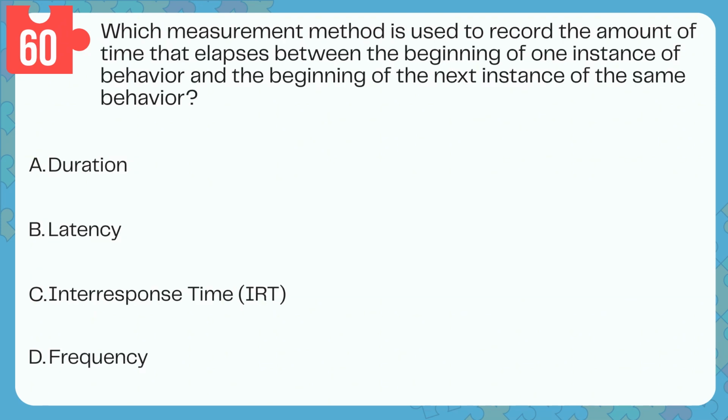Question 60. Which measurement method is used to record the amount of time that elapses between the beginning of one instance of behavior and the beginning of the next instance of the same behavior? A, duration. B, latency. C, interresponse time, IRT. D, frequency.